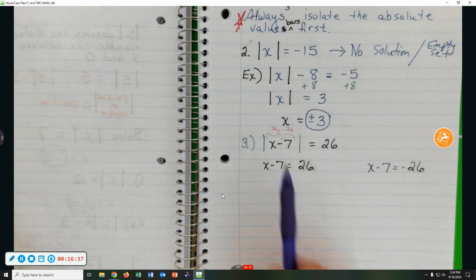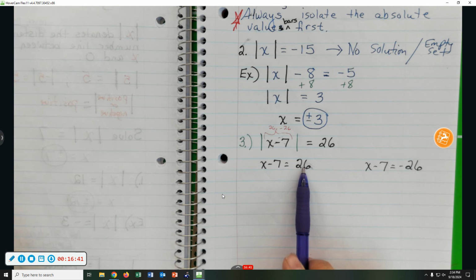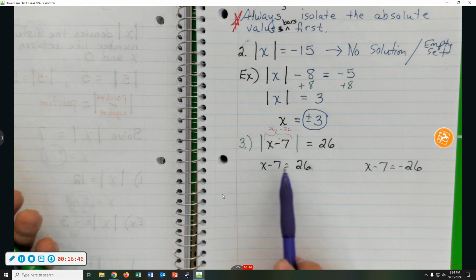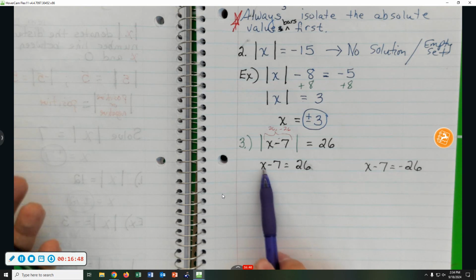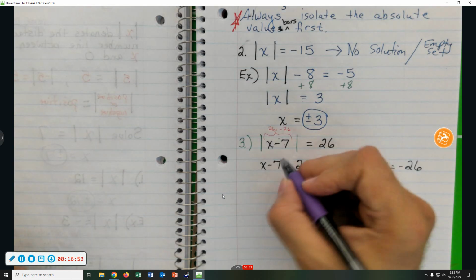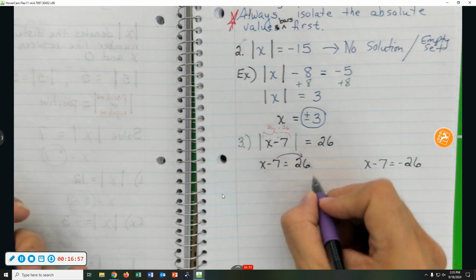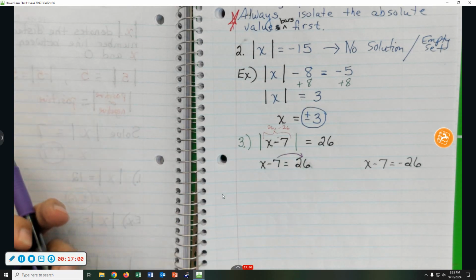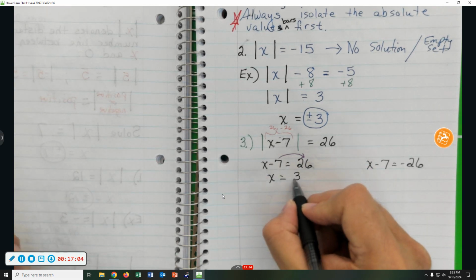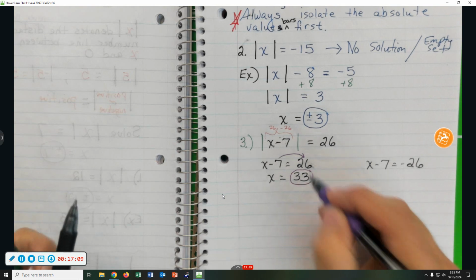Okay. But, so you're going to figure out what x value will give us a positive 26 inside there, and then which x value would give us a negative 26. So here, how would I isolate the x? What would I need to do to solve for x? Add 7. I'm just going to do my little arrow on this one, which means plus 7 plus 7. And we get x equals, what's 26 plus 7? 33. So we'll type that number in as an answer.